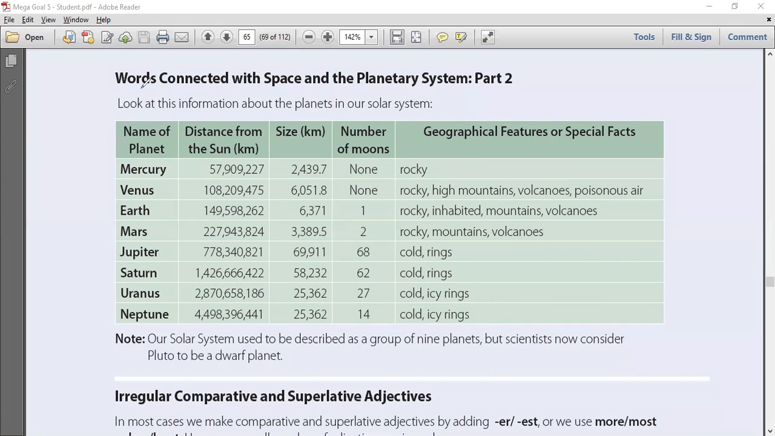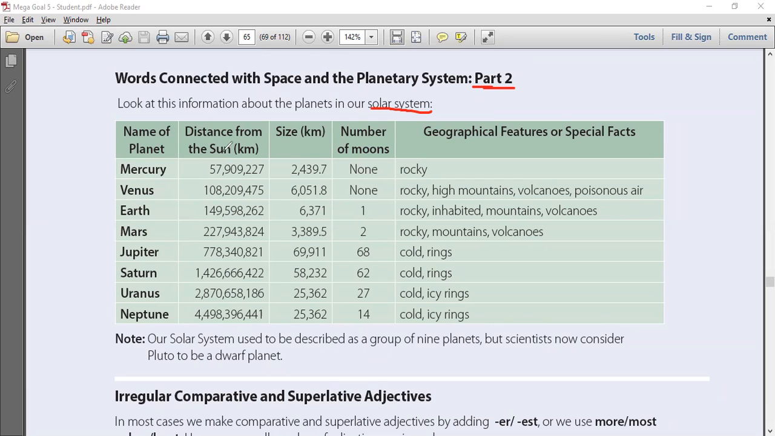Here you have words connected with space and the planetary system, part 2. I remember we took part 1, which was maybe in unit 1 or 2. I don't remember. Look at this information about the planets in our solar system. Solar system, مجموعة الشمسية. Name of planet, 1, 2, 3, 4, 5, 6, 7, 8. They were 9, I think. And then you have the name of the planet: Mercury, Venus, Earth, Mars, Jupiter, Saturn, Uranus, and Neptune.